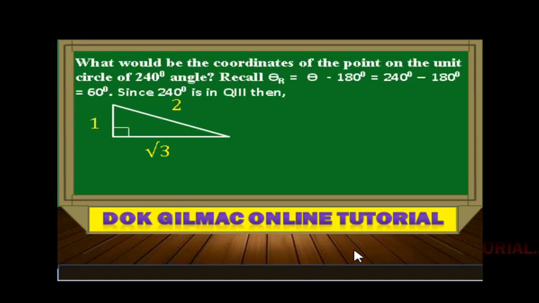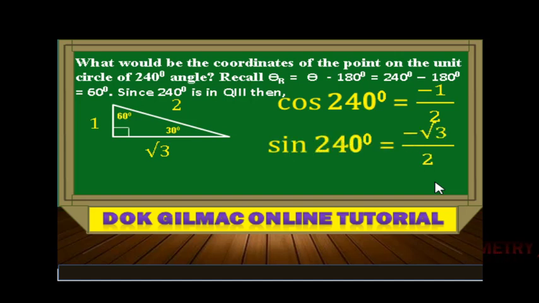What would be the coordinates of the point on the unit circle of 240 degrees angle? Recall, 240 degrees minus 180 degrees is the reference angle since 240 degrees is in the third quadrant. So we have cosine of 240 degrees is just equal to negative 1 half, and sine 240 degrees is also equal to negative square root of 3 over 2. So therefore, the coordinates are both negative, so negative 1 half and negative square root of 3 over 2.